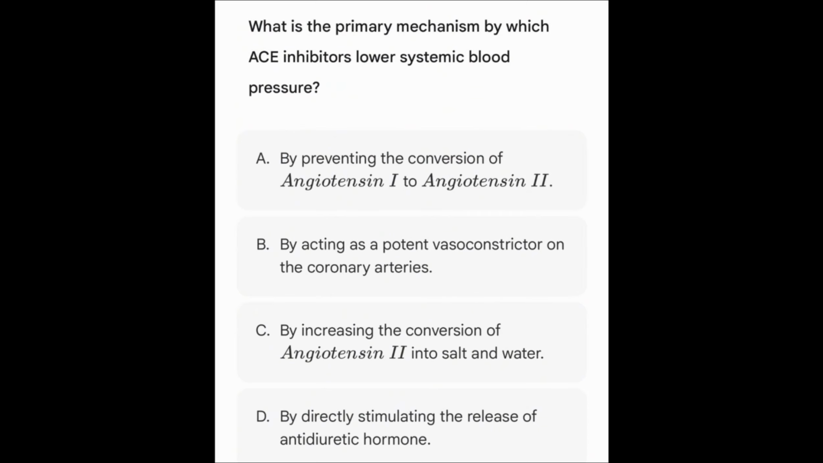Okay, now let's come back to that question from the beginning and see how you do. Question 1. What is the primary mechanism by which ACE inhibitors lower systemic blood pressure? Give you some time to think about this one. The answer is by preventing the conversion of angiotensin 1 to angiotensin 2.